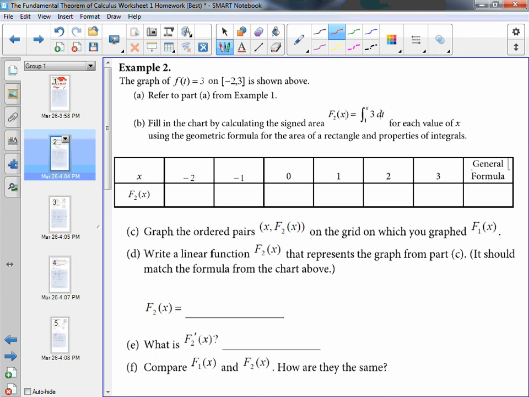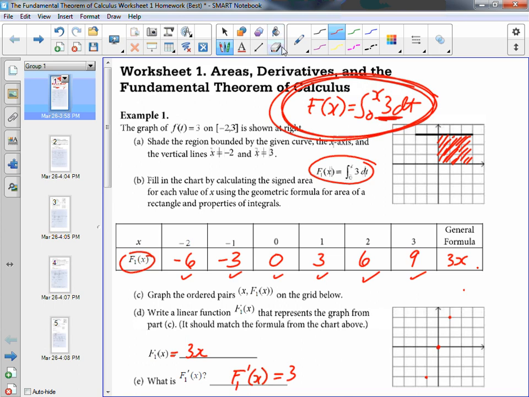The graph of f of t equals 3 is shown above. Oh, did I not copy everything off the worksheet, or does it expect you to look? I don't have a copy of the worksheet handy. They don't redo it.